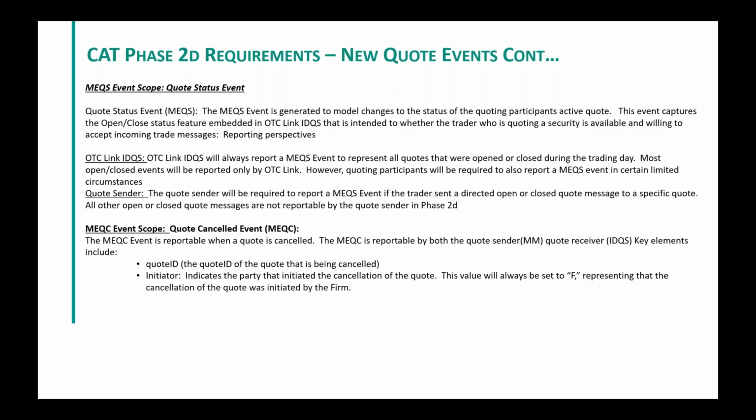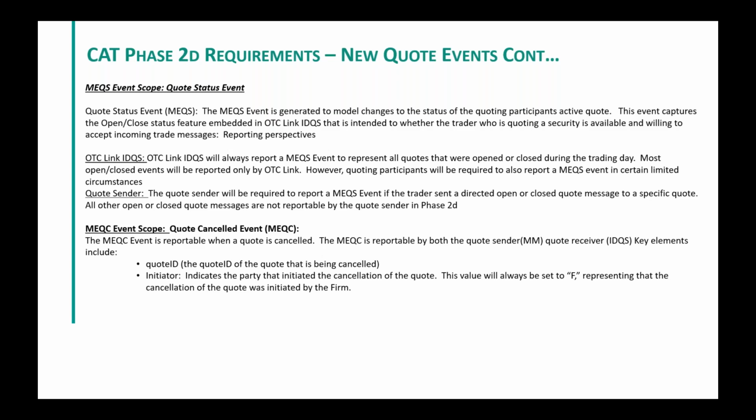And then the quote canceled event. So this is the terminal event for the quote lifecycle. The quote canceled event is reported by both the sender as well as the receiver. They do not have to link, but they will both map to the quote ID. It will map to the quote ID that is canceled. Once that occurs, the next event would be the genesis of the life cycle of the same security via a quote add event, reflected in a new quote event.